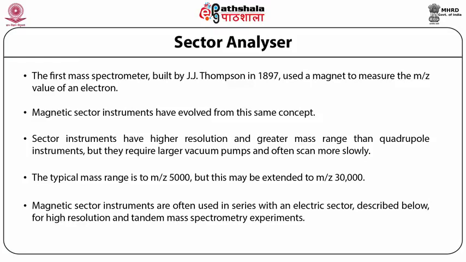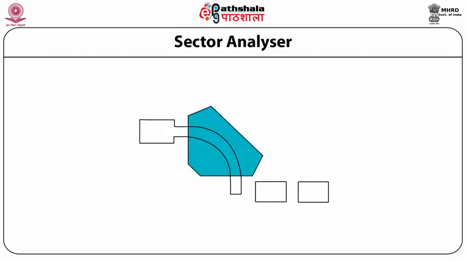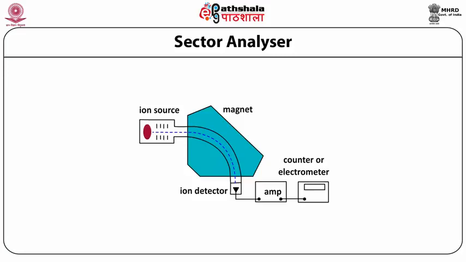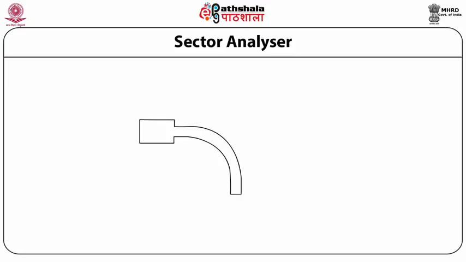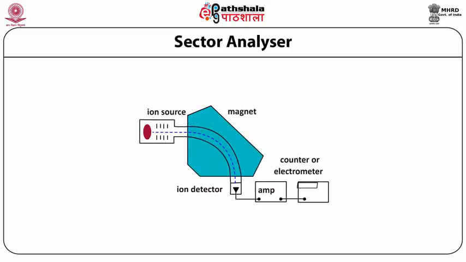A sector analyzer looks as it is shown in this particular figure. Ion source, which may be anything discussed in the previous module, enters into an analyzer which is surrounded by a magnetic field, and here the separation takes place as per the mass to charge ratio of various ions, and then these ions reach the ion detector, which is finally recorded into a mass spectrum.